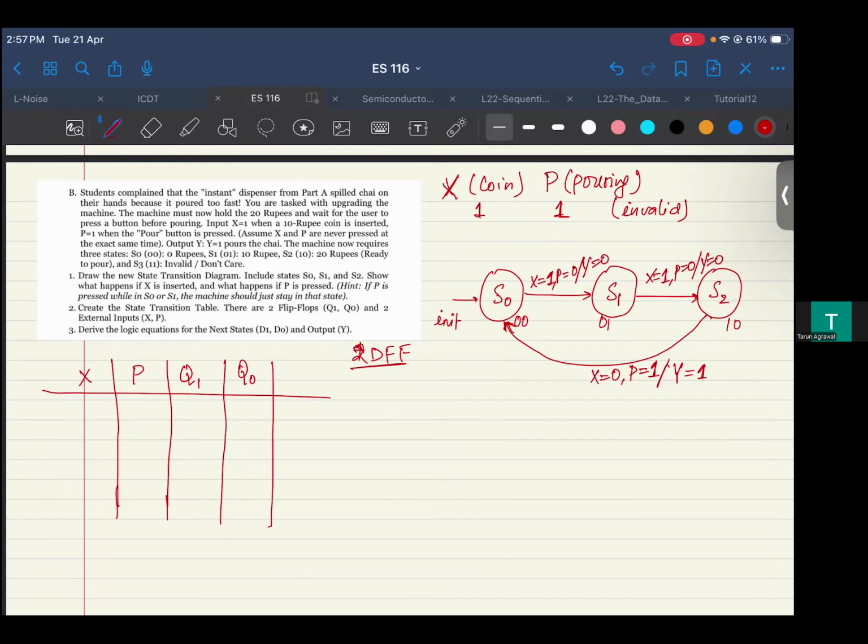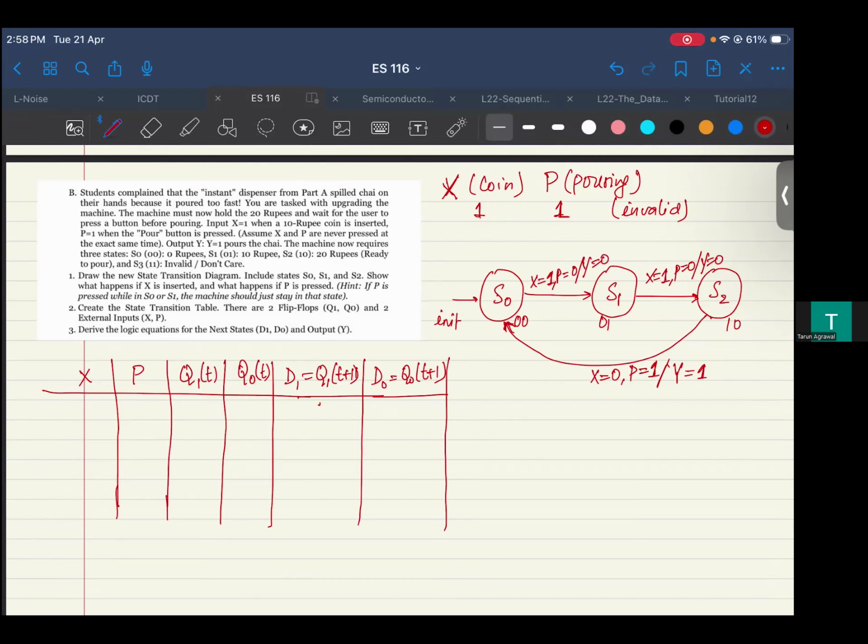And whatever D1 and D0 are, we can directly write, because that would be the next state anyway. D1 is Q1 at T plus 1. Similarly, we can write that D0 is equal to Q0 at T plus 1. Because whatever next state you want it to be, it has to be the D, right? Then only it can be enabled. So we can directly write it like that.